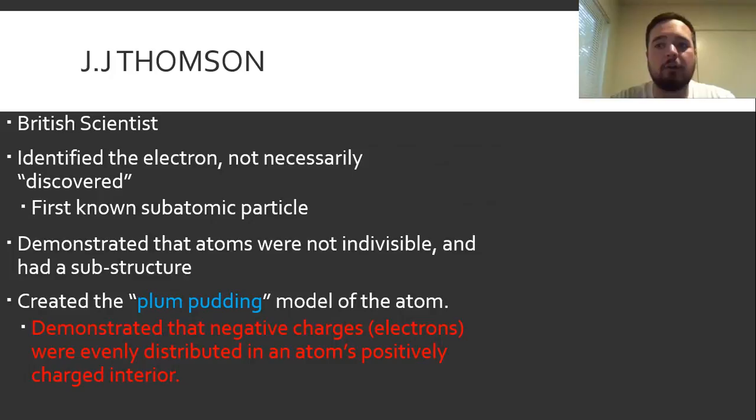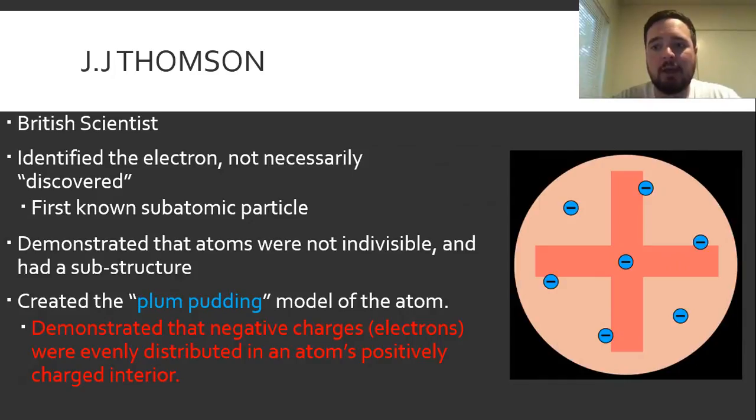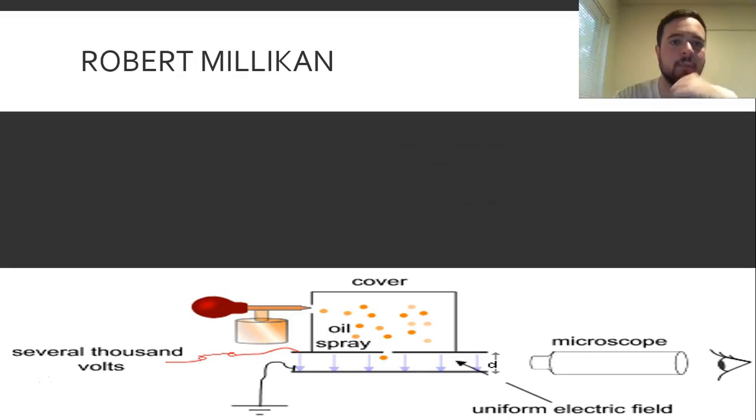It demonstrated that negative charges, which were the electrons at the time, were evenly distributed in an atom's positively charged interior. So this is pretty much what it looked like. He saw that the majority of the atom was positively charged, but there were these little negatively charged particles floating around there, and he was able to distinguish that there was a difference in charge, but he was not able to distinguish mass at the time, which is the reason why he was not able to identify the electron for what it was. But he did see that there was a difference in charges, allowing those to cohesively come together as an atom.